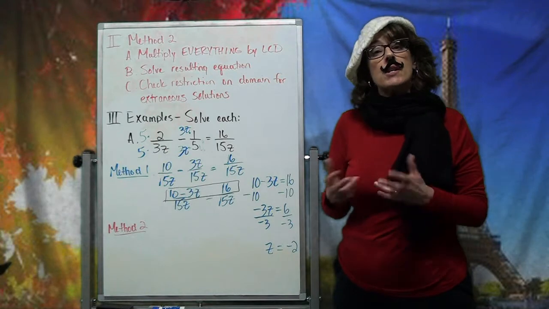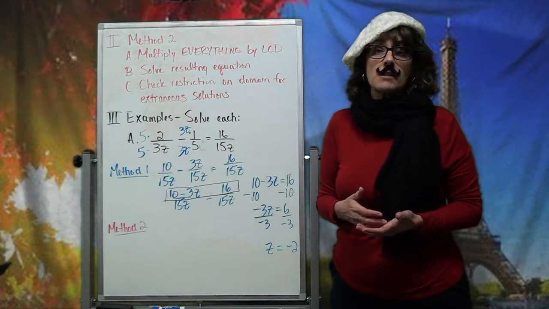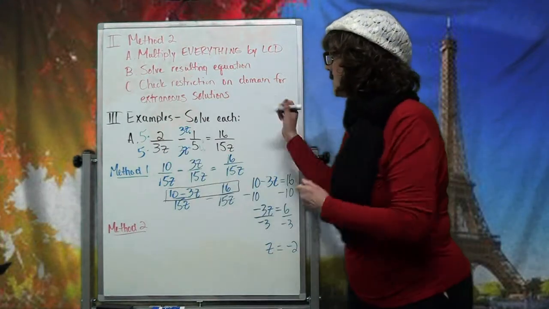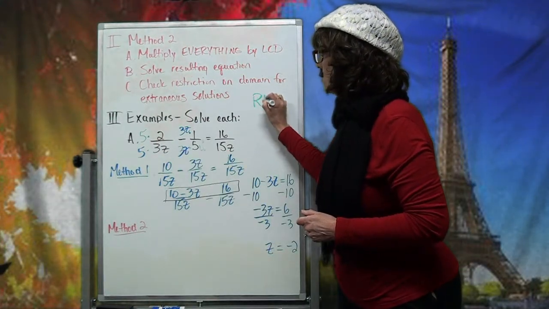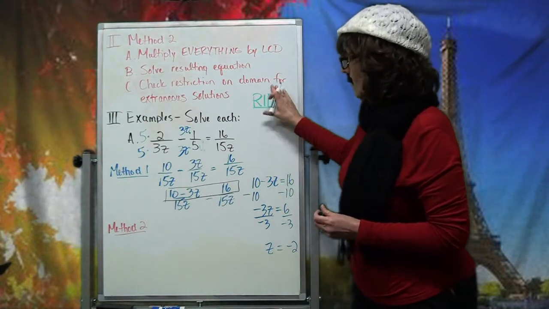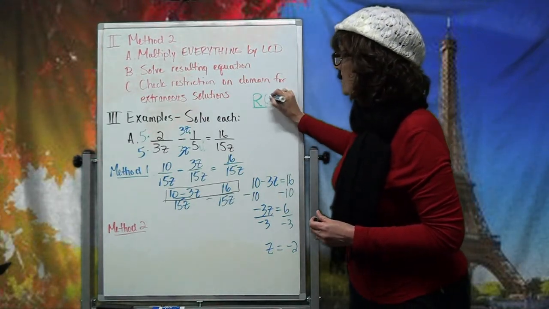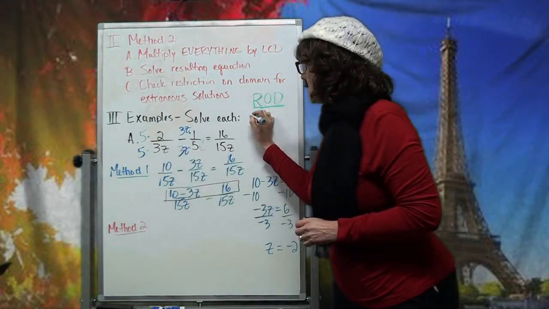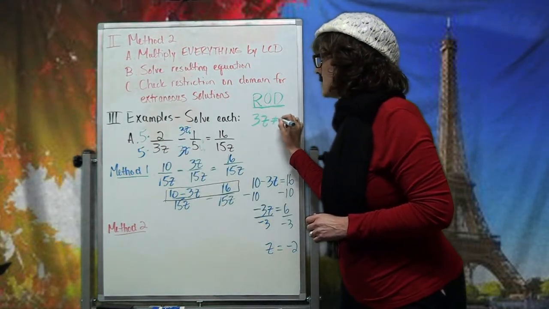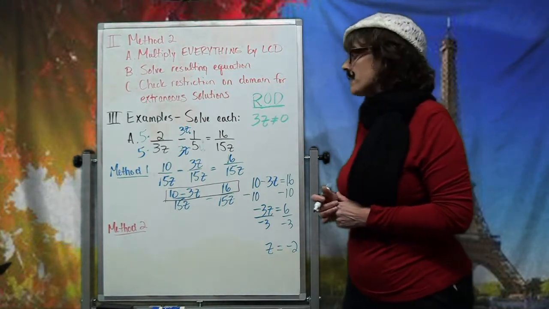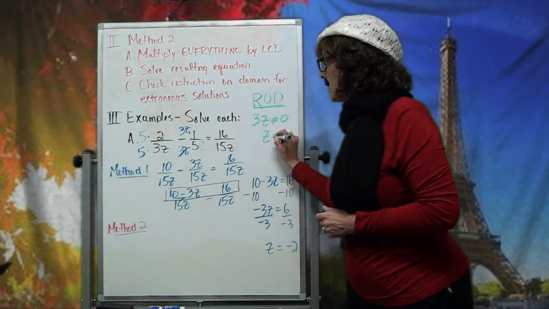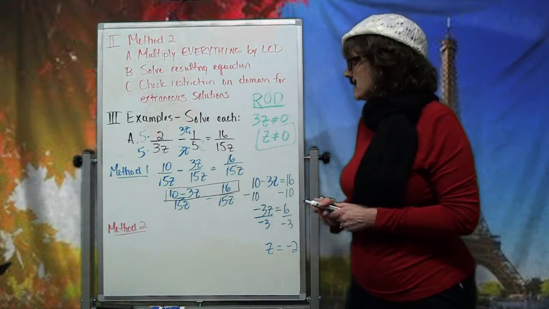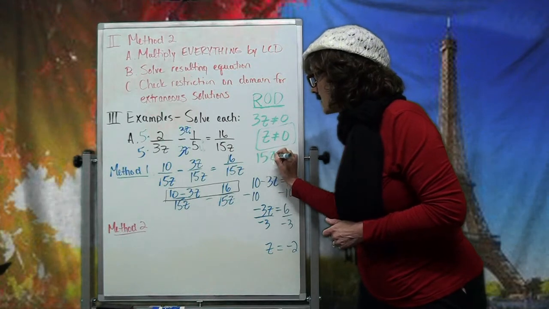Because remember, if there's a 0 in the denominator, the fraction doesn't exist anymore. It's undefined. So I need to make sure that this 3z, my restriction on the domain, the restriction on the domain, I need to make sure that this 3z here had better not be a 0. And in order for that to happen, if I divide both sides by 3, my z is not going to be a 0.